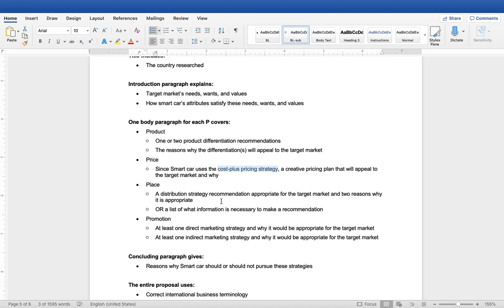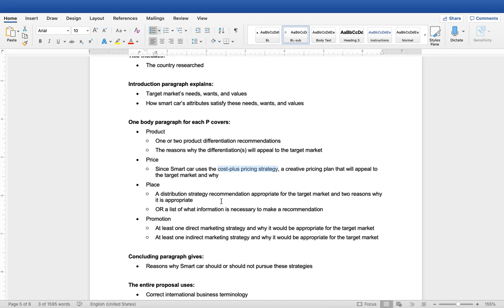Under place, you're going to recommend your distribution strategy. How is your target market going to be able to find and purchase your product? Are you going to have dealerships available, smart car dealerships? Are you going to partner up with local car dealerships? Are you going to make the smart car available to order strictly online and then they can be picked up at a dealership? How are you doing this, and where? Geographically speaking, where are those points of sale established?